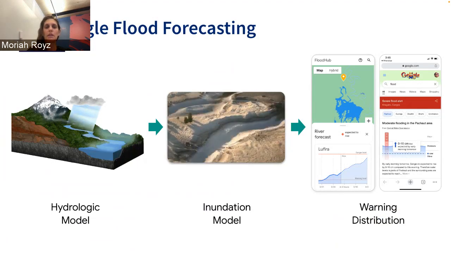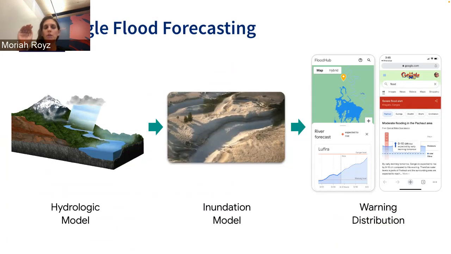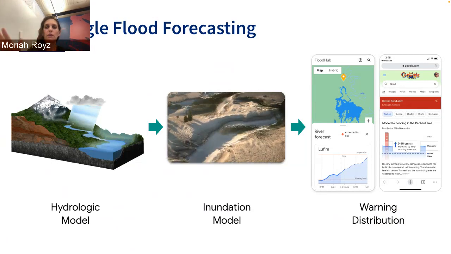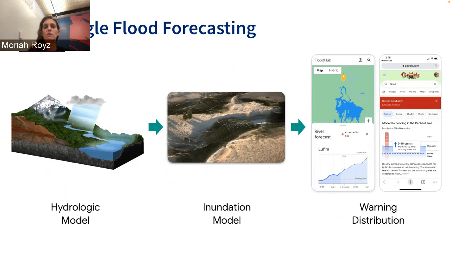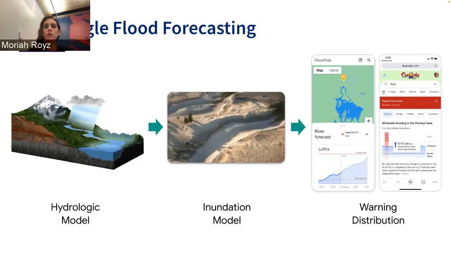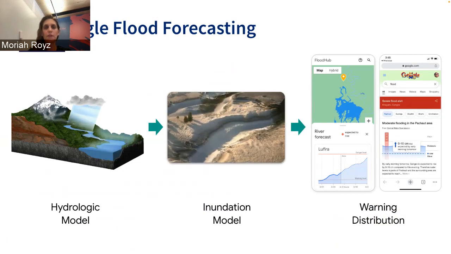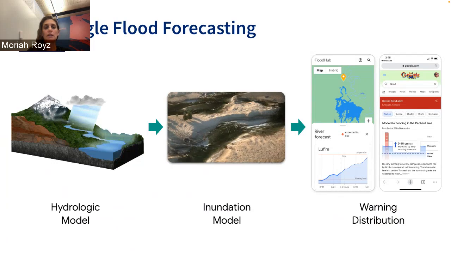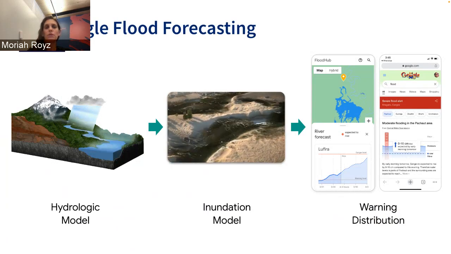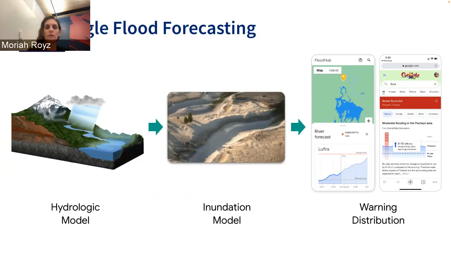The next model that we have is the inundation model, where given the water level on a specific location at the river, we can identify how the water is going to spread and which villages and which cities it is going to reach. Those two models are specifically for riverine floods, and those are the types of floods that we are focused on. The inundation model allows us to generate maps of inundation, so you can see what areas are covered with water and what are not.